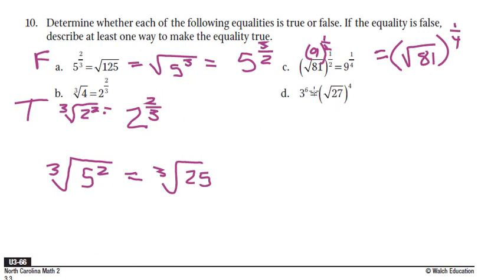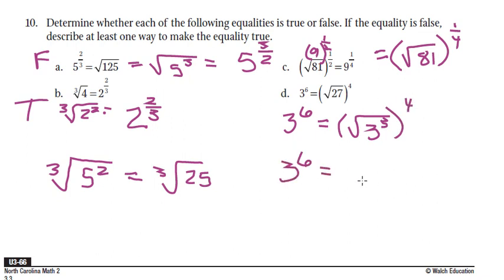All right, so part D here, we want to know if 3 to the power 6 is the same thing as the square root of 27 raised to the power 4. Well, I can rewrite that with the base 3. So I've got 3 to the 6th is equal to the square root of, and this is going to be 3 to the 3rd, and that's all raised to the 4th. So I'm going to start converting here.